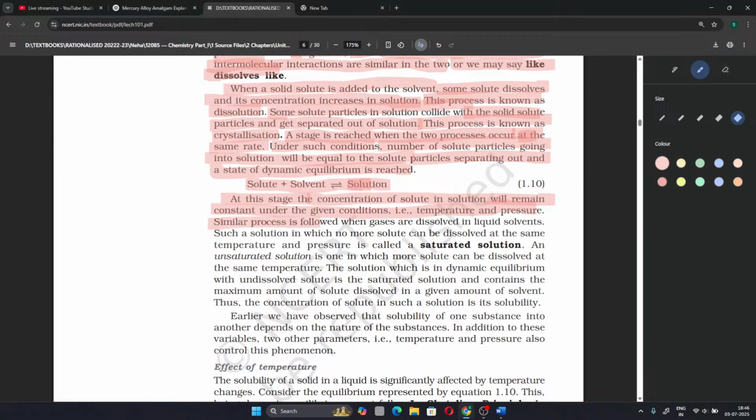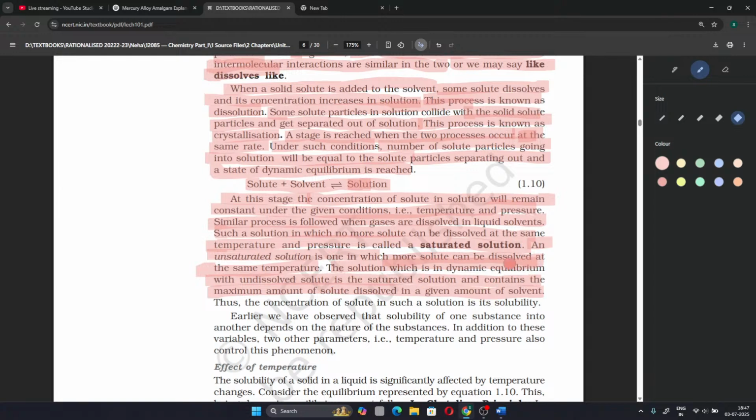A similar process is followed when gases are dissolved in liquid solvents. Such a solution in which no more solute can be dissolved at the same temperature and pressure is called a saturated solution. An unsaturated solution is one in which more solute can be dissolved at the same temperature. The solution which is in dynamic equilibrium with undissolved solute is a saturated solution and contains the maximum amount of solute dissolved in a given amount of solvent.